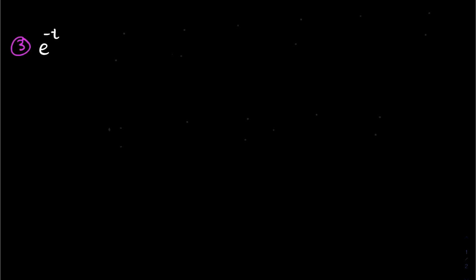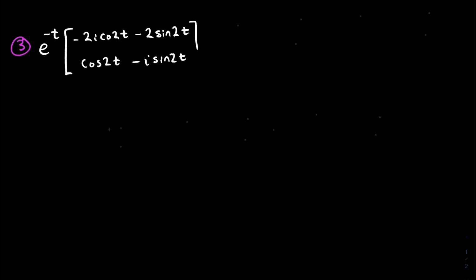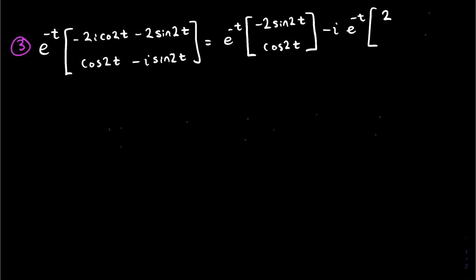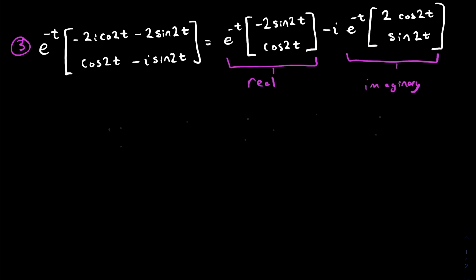So picking up where we left off, we have e to the -t times (-2i cosine 2t minus 2 sine 2t, cosine 2t minus i sine 2t). We factor this into real and imaginary parts to get the vectors e to the -t (-2 sine 2t, cosine 2t) minus i e to the -t (2 cosine 2t, sine 2t). And don't worry about if it's a negative or a positive in front of that i, it doesn't matter, because remember, we can multiply solutions by any number and we still have a solution. Using these terms, we now have a real basis for the general solution to the differential equation.